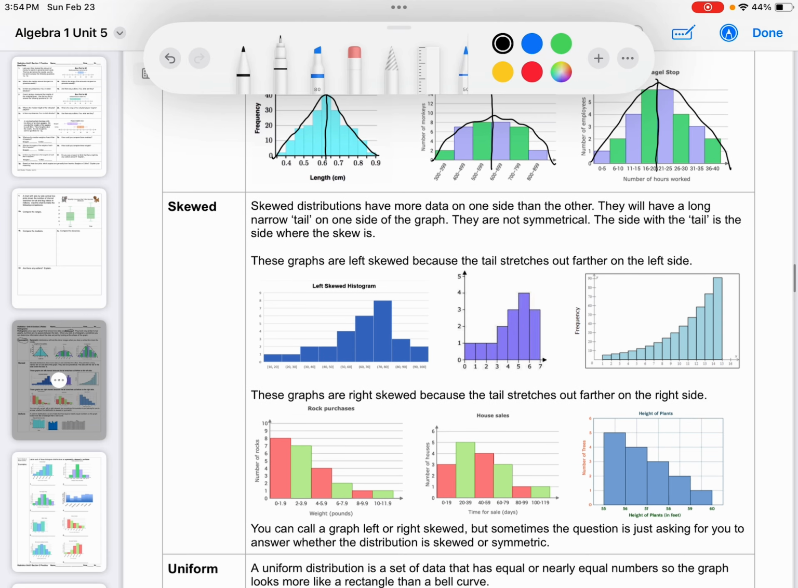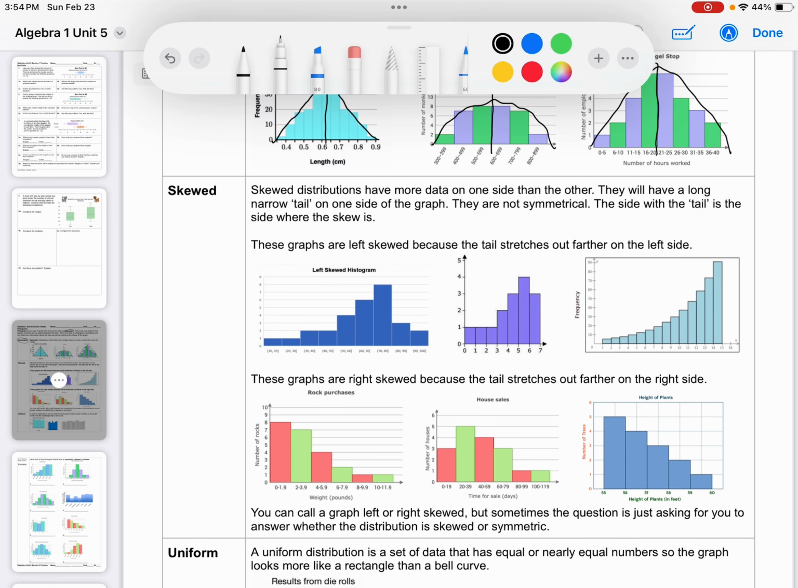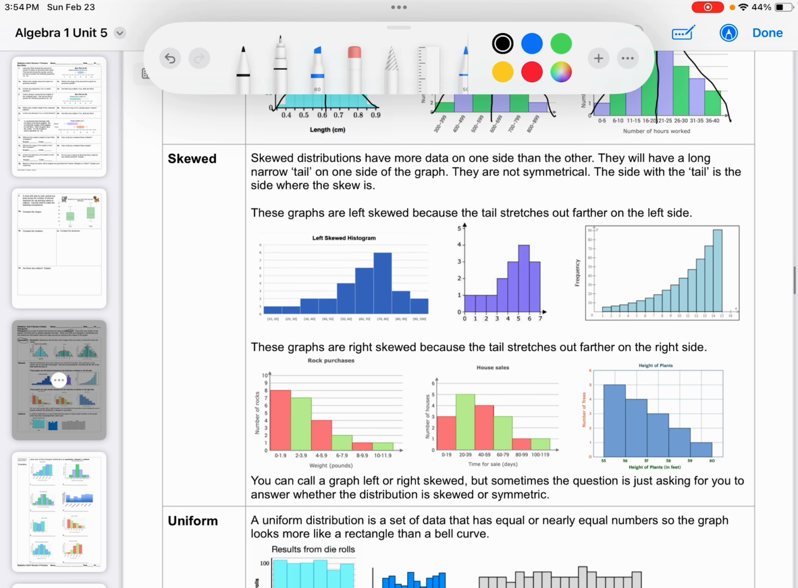Skewed distributions have more data on one side than the other. They will have a long, narrow tail on one side of the graph. They're not symmetrical because they're not the same on both sides. The side with the tail is the side where the skew is. So if you look at these graphs, they kind of start low, and then they go up, and then shoot right back down at the end. There's more data over on the right side of this graph, which means that the tail, where the graph is short for a long period of time, shows you the skew.